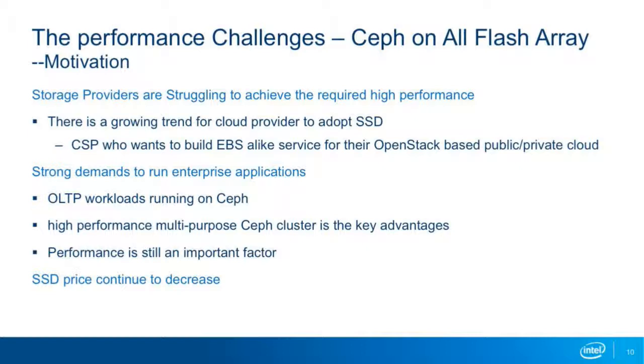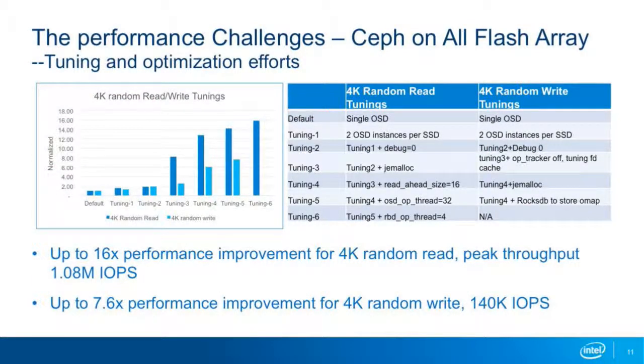The second thing is there is strong demand to run enterprise applications on Ceph. As we all know, Ceph is the number one block storage backend for OpenStack, and there are more and more people running OLTP workloads, MySQL stuff. So they are running those kinds of high performance requirement workloads on Ceph, and this is the first reason why they're using Ceph. The second thing is, even if the performance is not as high as they expected, they can enjoy the multi-purpose advantage. For example, they can build a huge MySQL cluster, which is easier to manage. They get a kind of flexibility there. But we need to admit that performance is still an important factor. So what we do is a lot of tuning and optimization here.